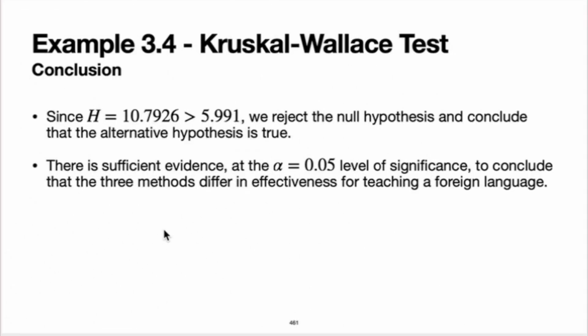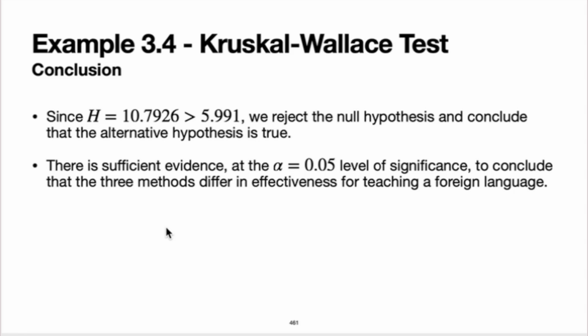And so since our test statistic, 10.7926, is greater than 5.991, we reject the null hypothesis and conclude that the alternative hypothesis is true. Putting this back into the language of the problem, we can say that there is sufficient evidence at the 0.05 level of significance to conclude that the 3 methods differ in terms of their effectiveness for teaching a foreign language.